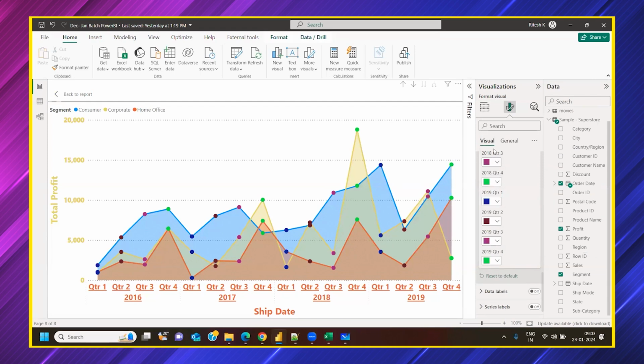This area graph will make sense now. How do you claim that this blue means first quarter? In case of the legend, only the segment is highlighted. Blue means consumer. This yellow means corporate. This orange color, that means it's home office. But how do you claim that blue means quarter one, brown means quarter two, the pinkish shade means quarter three, and green means quarter four? How do you claim that?